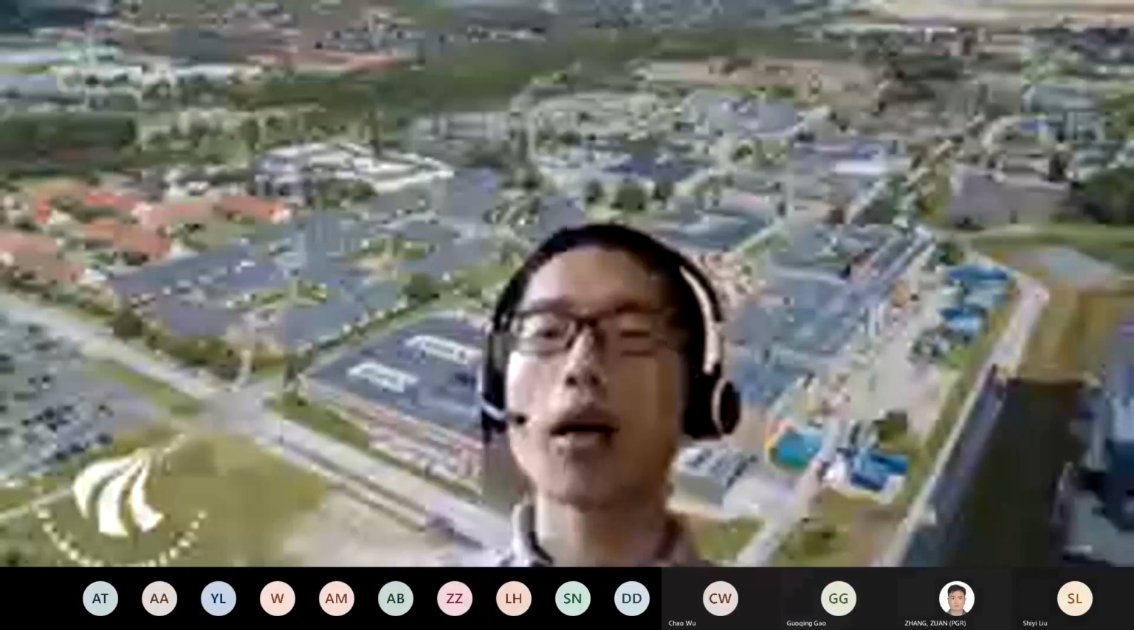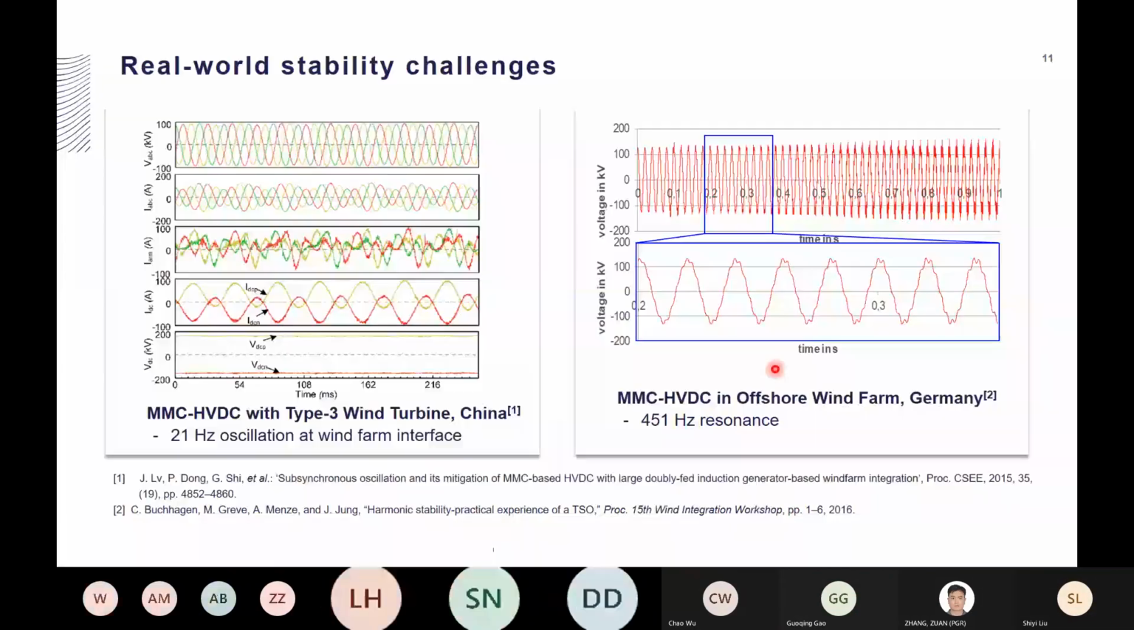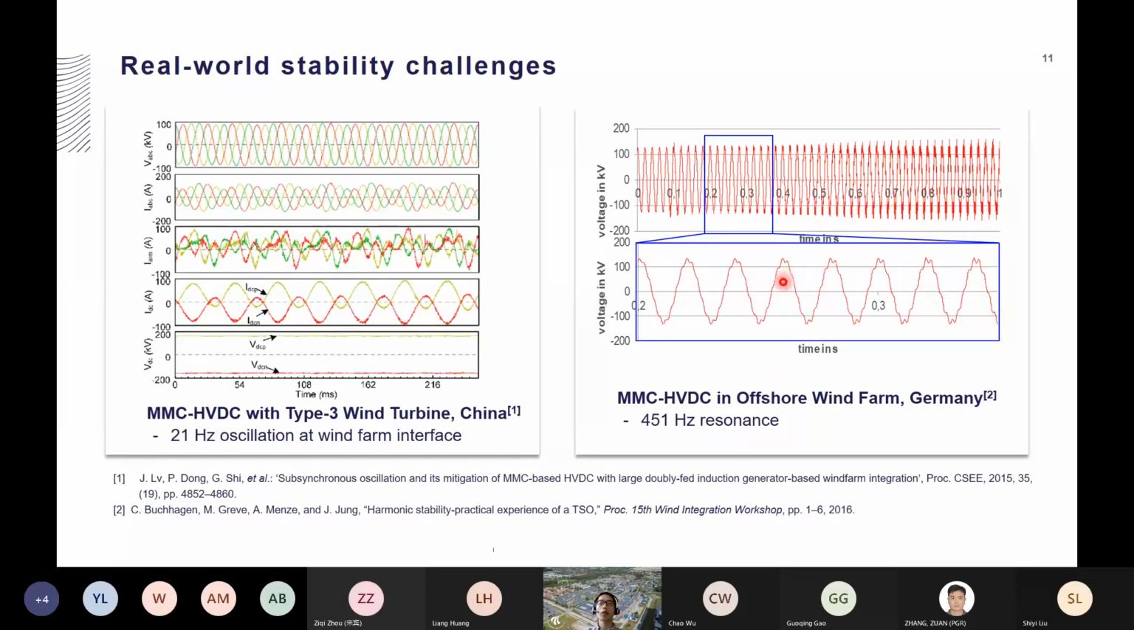And the type, I believe it is the type 4 offshore wind power plant. This incident is happening in Germany. So you can see that although both the control of the wind power plant as well as the MMC are quite simple and standard, we still see a lot of control interactions, which make the system become unstable and finally lead to the trip of either the wind power plant or the MMC. And that is the focus of this lecture: how we can analyze the stability of the whole system.